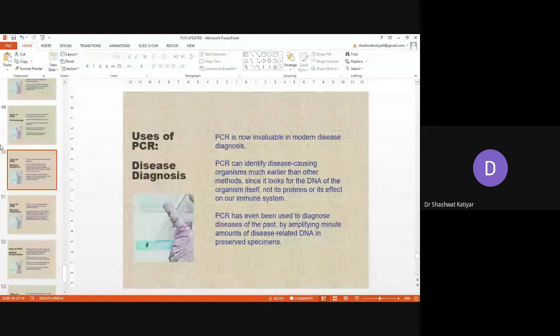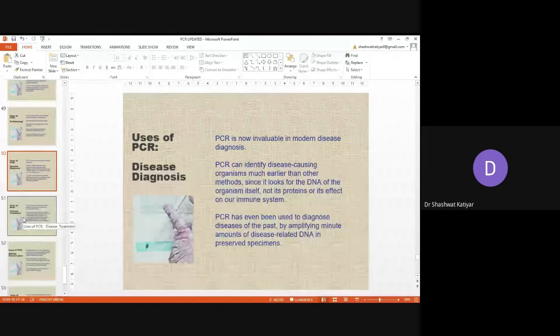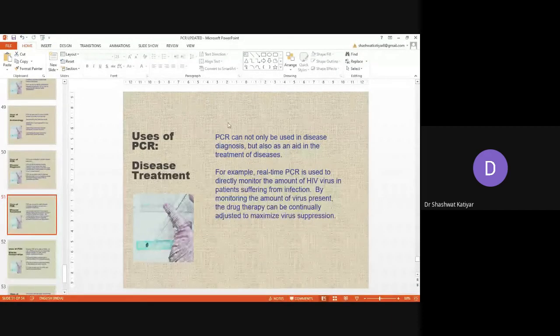And then disease diagnosis. PCR is invaluable in modern diagnosis, and disease-causing organisms can be identified much earlier than by other methods, since it looks for the DNA of the organism and not its protein or its effect on our immune system. PCR has even been used to diagnose diseases of the past by amplifying minute amounts of disease-related DNA in preserved specimens. So it can be helpful in disease diagnosis and in disease treatment.